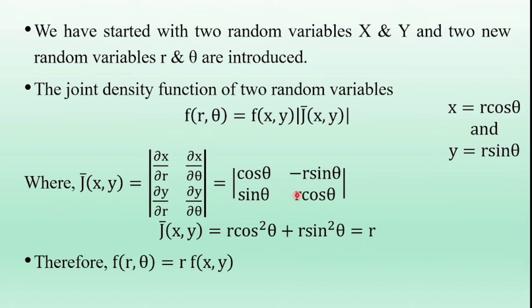So, simplifying this RHS term of the determinant, cos theta into r cos theta minus minus r sin theta into sin theta. So cos theta into cos theta is cos square theta, minus into minus plus sin theta into sin theta is sin square theta. So now here on both the terms r is common, r into (cos square theta plus sin square theta). So cos square theta plus sin square theta value is 1. So the remaining RHS term is 1. So J bar of x comma y is r, and substitute this value into this equation. Therefore f of r comma theta is equal to r into f of x comma y.